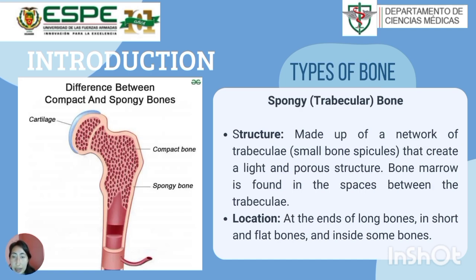In contrast, spongy bone is characterized by a network of trabeculae, small bone spicules arranged along lines of stress. Bone marrow is found in the spaces between the trabeculae. Spongy bone is typically located in the ends of long bones, in short and flat bones, and inside some bones.